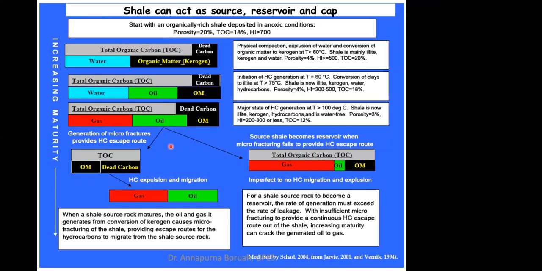But in some cases, there may not be microfractures, or there may be limited microfractures, where the source rock becomes reservoir rock when the microfractures fail to provide a hydrocarbon escape route. So when there is more hydrocarbon generation than the available microfractures, the hydrocarbon will remain entrapped in the shale rock, and then the shale will act as the reservoir rock. For a shale source rock to become a reservoir, the rate of generation must exceed the rate of leakage. With insufficient microfracturing to produce a continuous hydrocarbon escape route out of the shale, increasing maturity can crack the generated oil into gas. So if it is kerogen type 1 or 2, it will produce oil, but with increasing time and maturity, it can crack into gas.